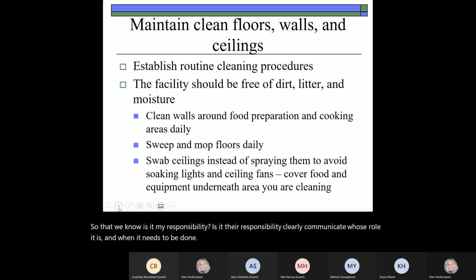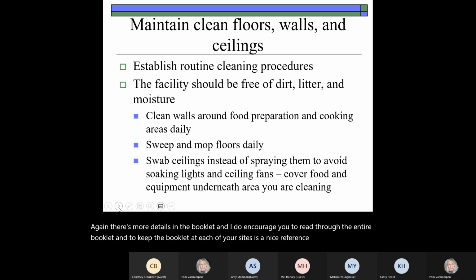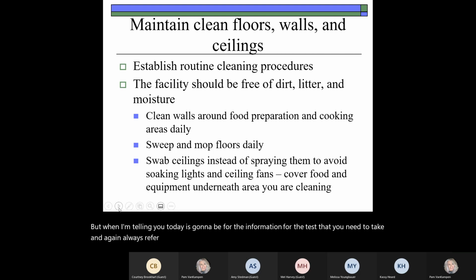Okay, page 31, I was just on, now I'm on page 32. Again, there's more details in the booklet, and I do encourage you to read through the entire booklet and to keep the booklet at each of your sites as a nice reference tool for you. But what I'm telling you today is going to be for the information for the tests that you need to take. And again, always refer back to your booklet. It is an open book test.